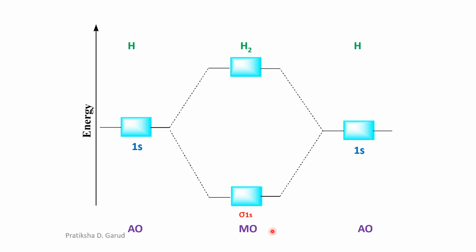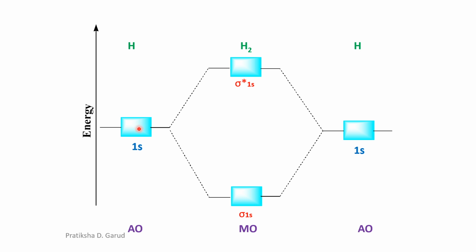Then there are two molecular orbitals. The lower one is the bonding molecular orbital, with the symbol sigma 1s, whereas the upper one is the anti-bonding molecular orbital, with the symbol sigma asterisk 1s. Based on this, let us see how the electrons are filled in the bonding as well as the anti-bonding orbitals.